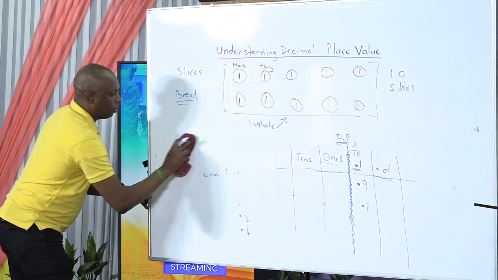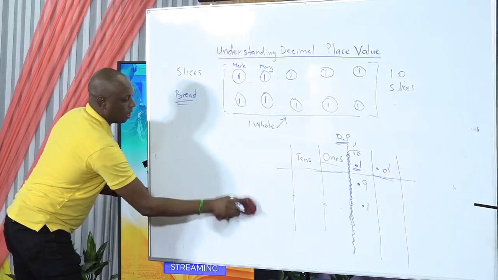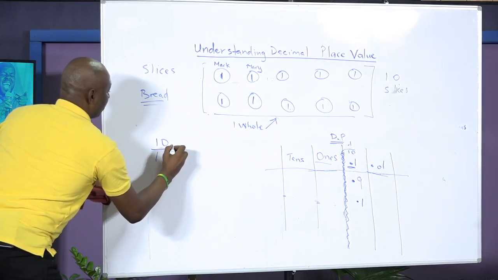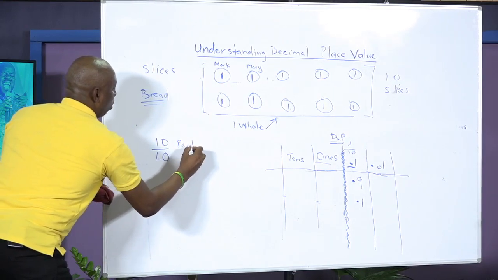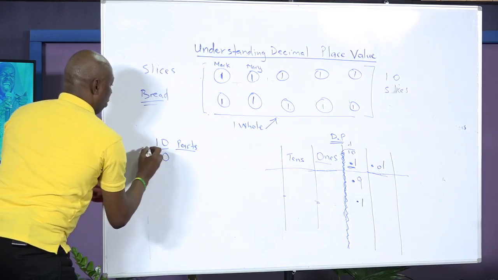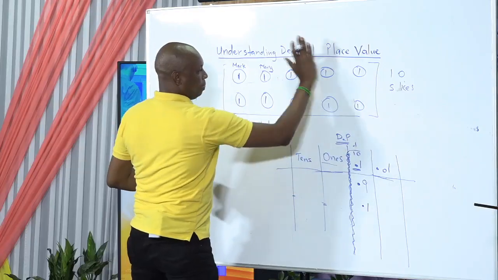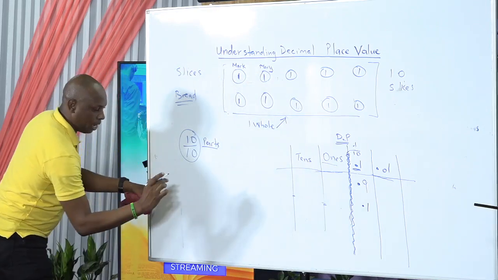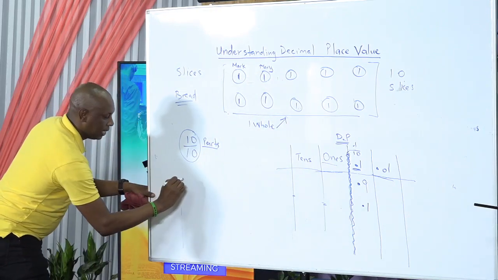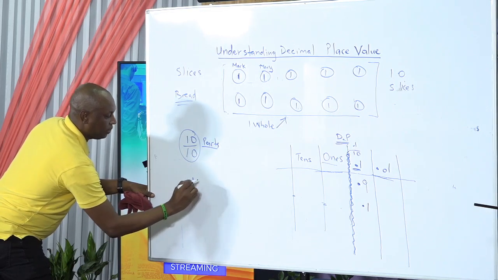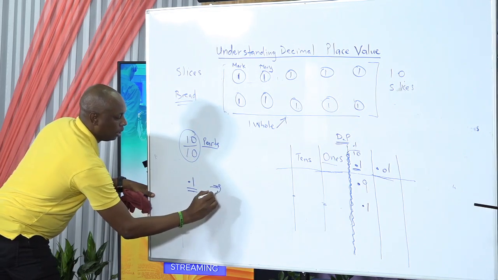So for fractions, I'm sure you would have seen this before, 10 out of 10 parts would be equal to our entire whole bread right here. The 10 parts combined. It's the same way if we were to have 0.1. If we have 10 of these, it's going to give us 1 whole.